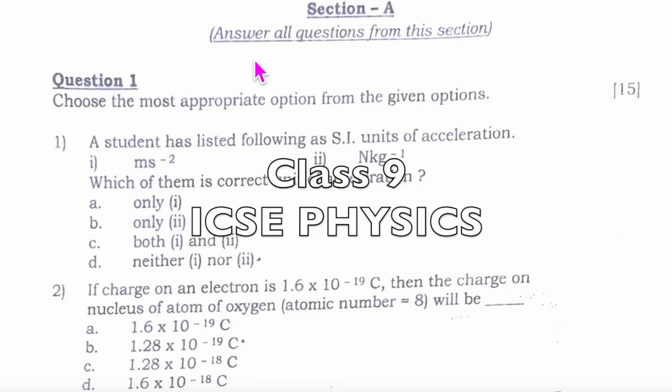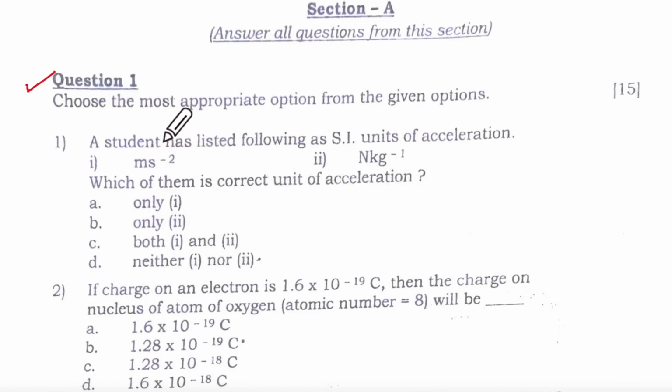Physics paper, section A, 40 marks, section 1. A student has listed the following as SI units of acceleration. Which one of them is the correct unit? Now remember, what is acceleration? We have to look at this.